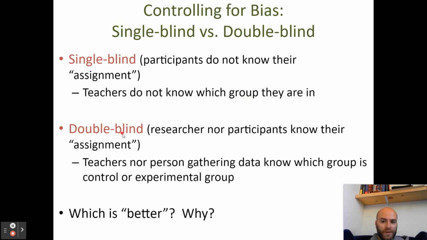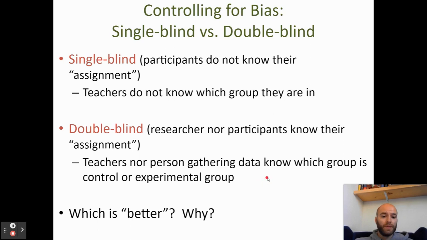In double-blind research, neither the researcher nor the participants know their assignment. Teachers nor the person gathering data know which group is control or experimental group. So I want you to think about these 2 for a second. In terms of showing cause and effect and showing the true impact that the independent variable has upon the dependent variable, which of these would you consider to be better? Think about that for a second. Pause the video if you need to.